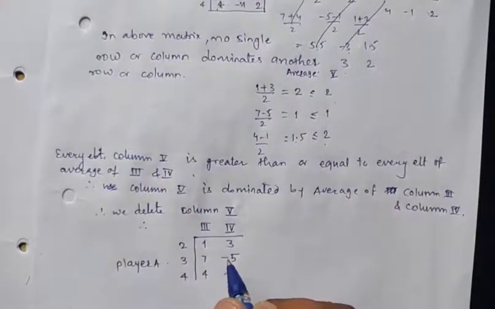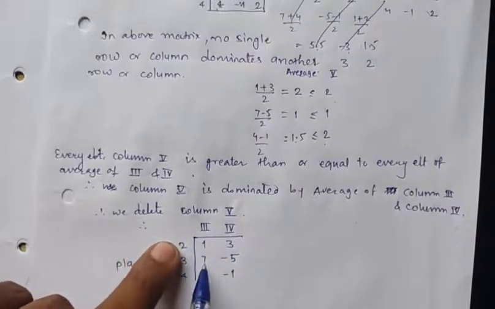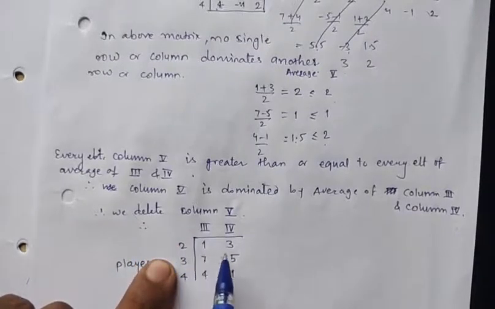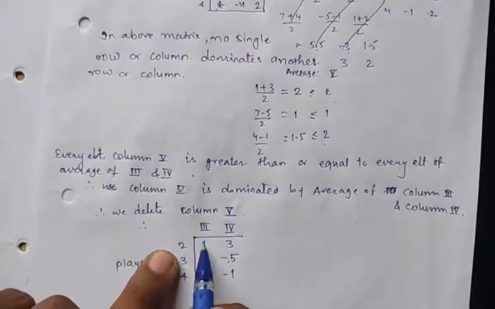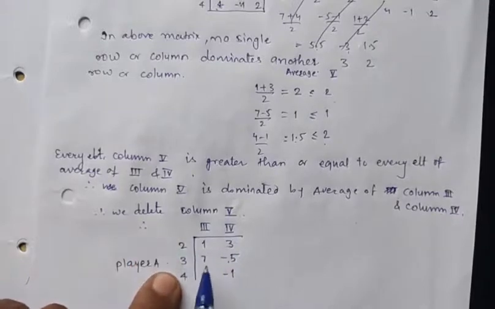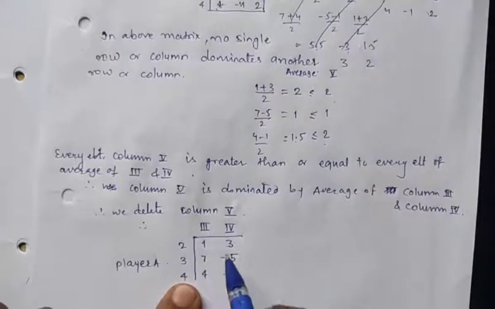Therefore again we see row operation, comparing rows to each other. So 1 is less than or equal to 7, but 3 is not less than minus 5. So we cannot dominate one by the other. Next, comparing first and last: 1 is less than 4, and 3 is not less than minus 1. Next, 7 is greater than 4, but minus 5 is not greater than minus 1. Therefore no row dominates another row. Now let's see columns. Here 1 is less than 3, but 7 is not less than minus 5. Therefore we cannot perform column operation.